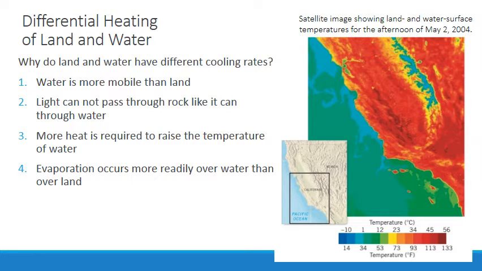The fourth reason why we have differences in heating and cooling is that evaporation, which is a cooling process, from water bodies is much greater than from land surfaces. So energy is required to evaporate water, and when energy is used for evaporation, it's not available for heating. So all these factors collectively cause water to warm more slowly, store greater quantities of heat, and cool more slowly than land.